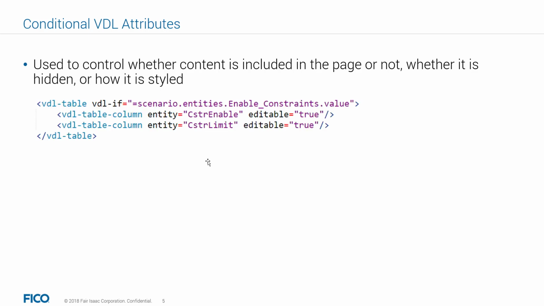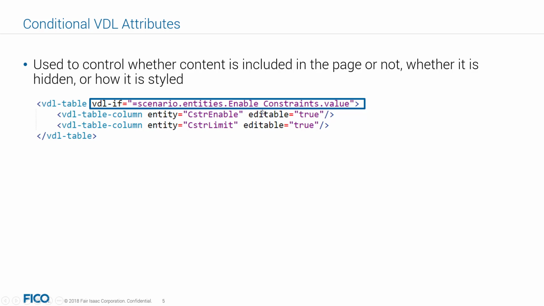Here again, I have some VDL to generate a VDL table that has a couple of columns. They should look familiar to you except for this portion on the top where I have a new attribute called vdl-if. The way vdl-if works is that the expression is evaluated when the page is loaded. If it evaluates to true, then the tag that it's applied to is visible. So in this case, the vdl-if is applied to the VDL table tag. So if it evaluates to true, the VDL table shows, and if not, it doesn't show.